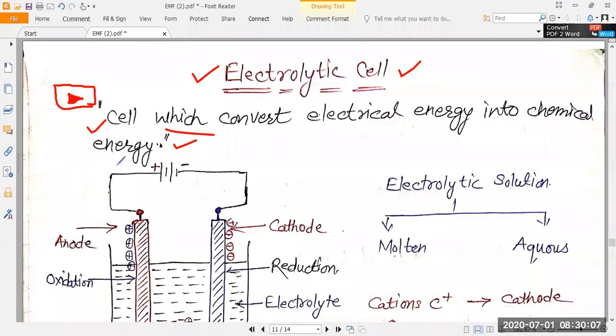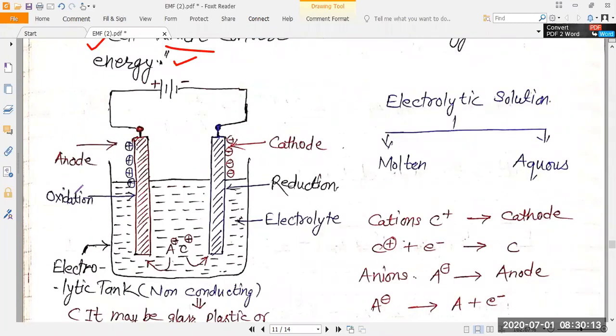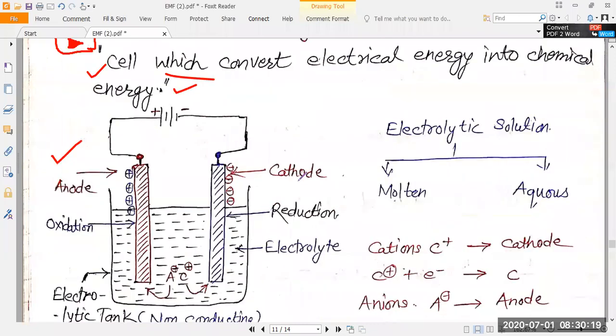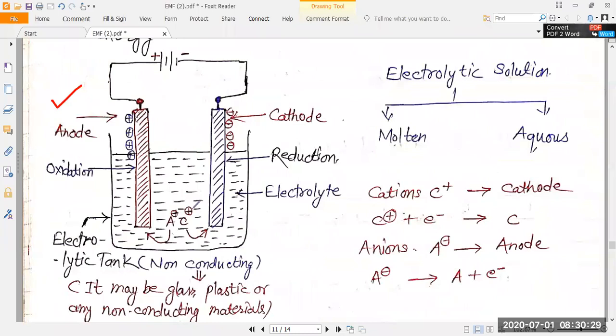The electrolytic cell converts electrical energy into chemical energy. This is the setup of an electrolytic cell. So how is an electrolytic cell set up? To set up an electrolytic cell, we have to take an electrolytic tank. This is the electrolytic tank.